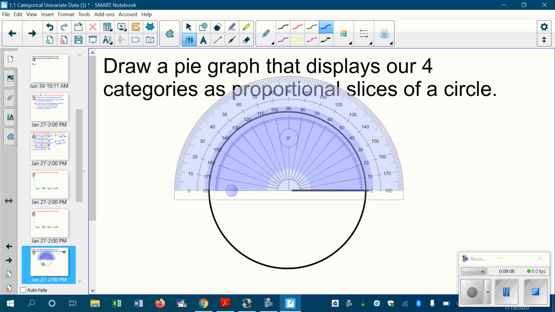You're going to take your protractor. First, you're going to draw a circle. And you can draw a circle pretty easily because you can just use anything in your vicinity that is shaped like a circle, like the bottom of a glass or something like that.